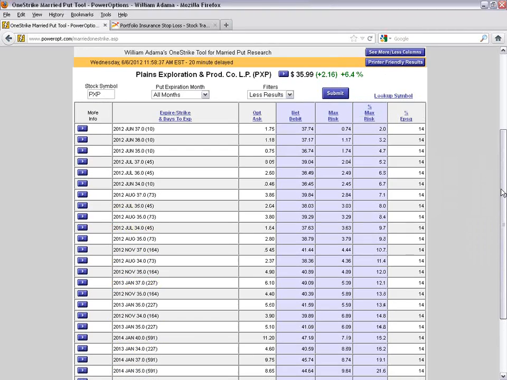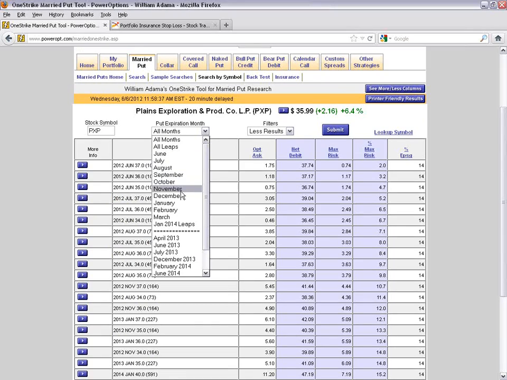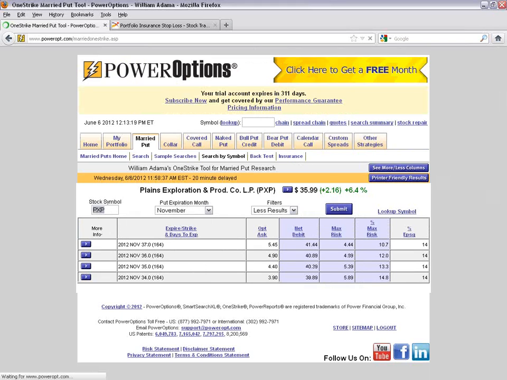So what I'll do now is to make this a little bit easier to view. I'm going to scroll up to the top here, and we're going to change our put expiration month to November. And we'll leave less results. We'll go ahead and click Submit.